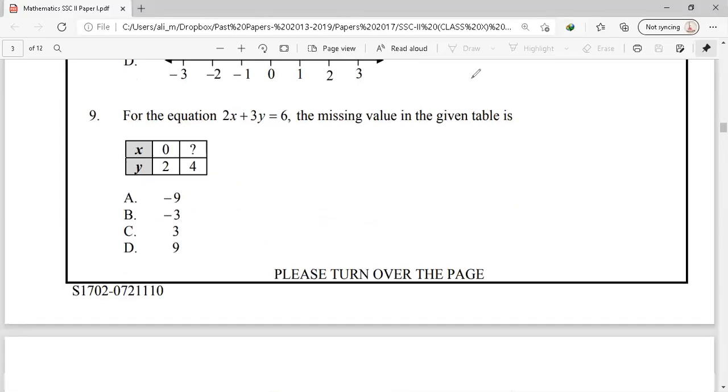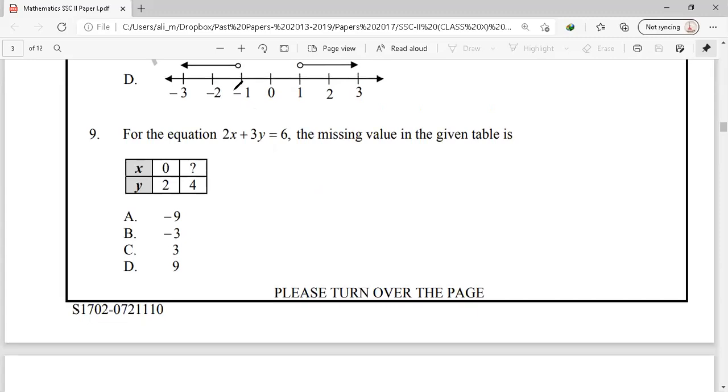So let's see question number 9, in which we have a linear equation 2x plus 3y equals 6. We have to find the missing value in this table, and in this table we have the value of y and we have to find the value of x. At x equals 2, this table represents that y is 0, and we have to find the value of x when y is equal to 4.